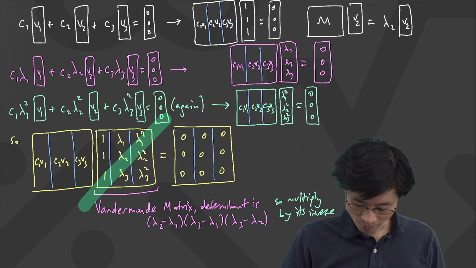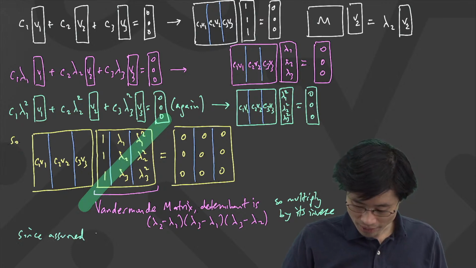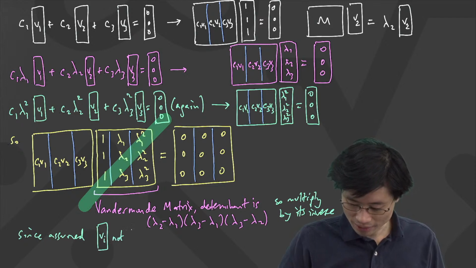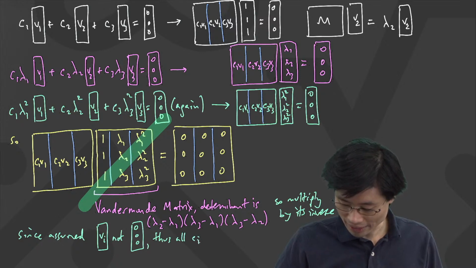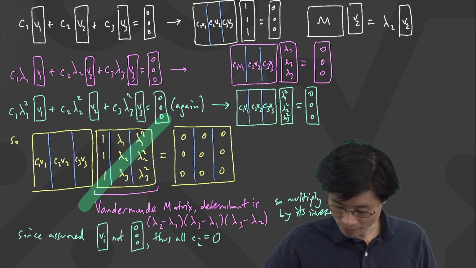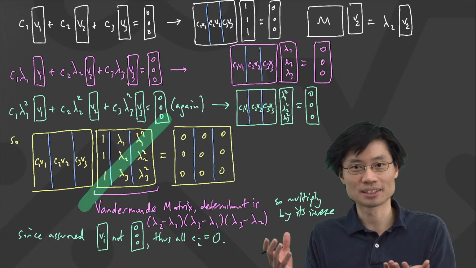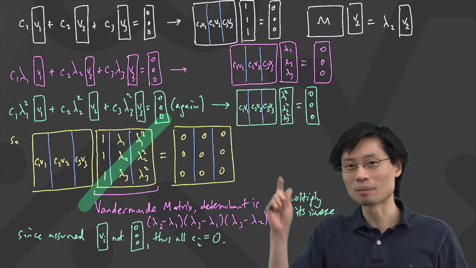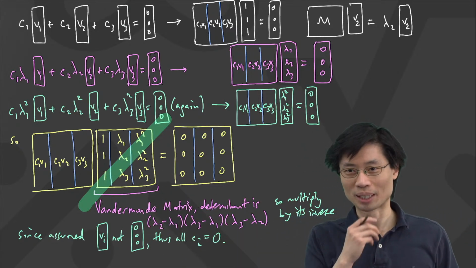And that finishes this. I'll write, since we assumed that the Vi are not 0, 0, 0, thus all of the Ci's are equal to 0. Boom. So that's the theory behind it: if I happen to have distinct lambdas, I will get to invert the matrix. And the one piece that we use is this magic Vandermonde determinant, which is just some numbers that you could play with if you wanted to.